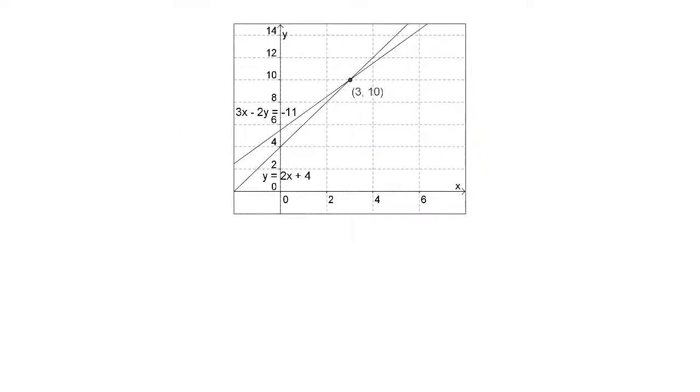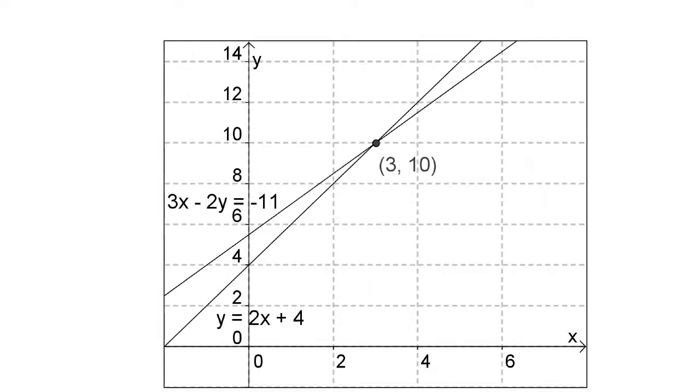Well, first, let's look at the graphical solution. Here's the graphical solution right there. And what was our answer? Our answer was 3, 10. Notice, people, first, this is in slope-intercept form. So it's really easy to graph, isn't it? Well, there's the intercept at 4. The slope is 2. So I go up 2 over 1. Up 2 over 1. Up 2 over 1. Oh, there it is.